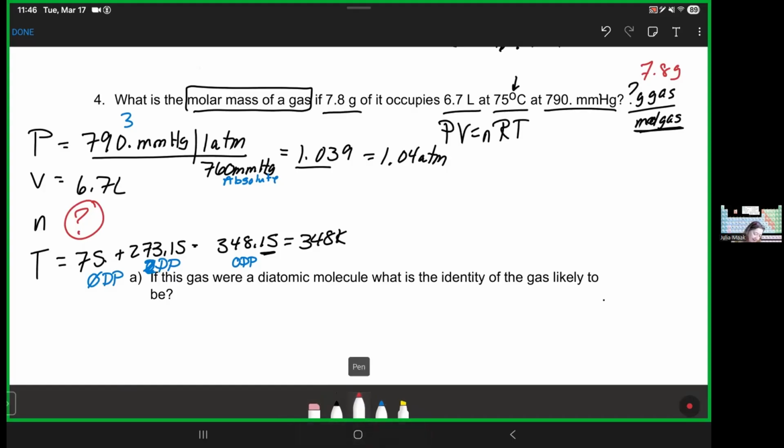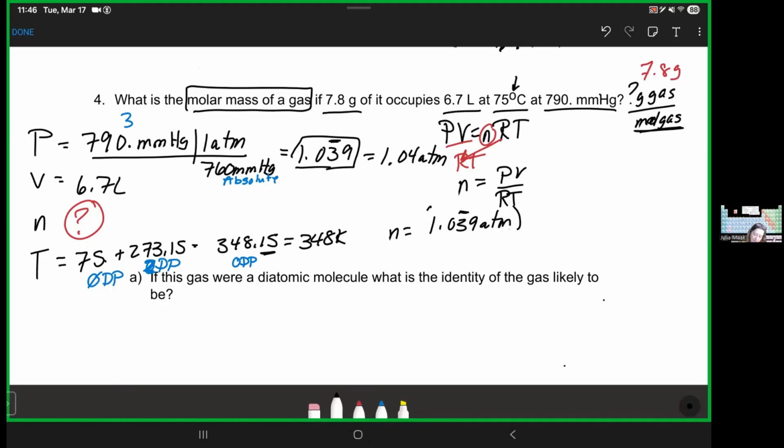So we're isolating N. We're going to move our RT to the bottom on the other side. So my N is equal to PV over RT. So my N is equal to my 1.04 ATM. And you could actually keep that whole number and round at the end. I know some Gen Chem instructors do that, so let's do that. And I'm going to mark above the 3 that that's my sig fig. So I have 1.039, and we put a mark above that. Or under it, you can underline it, whatever your instructor has you do.